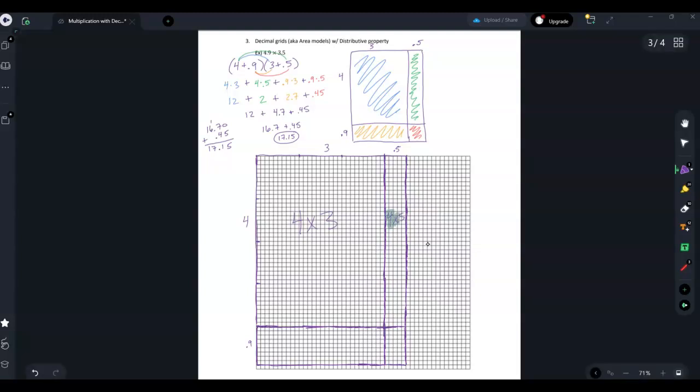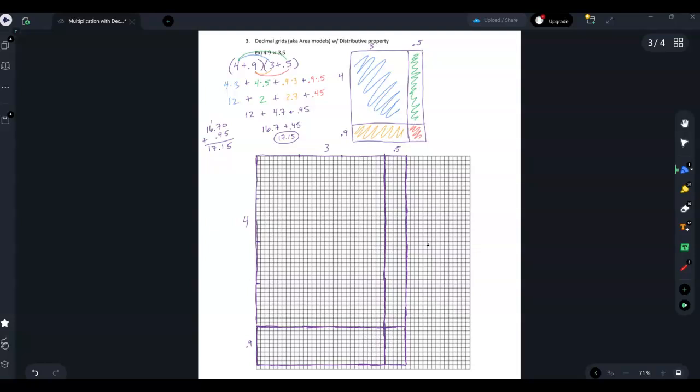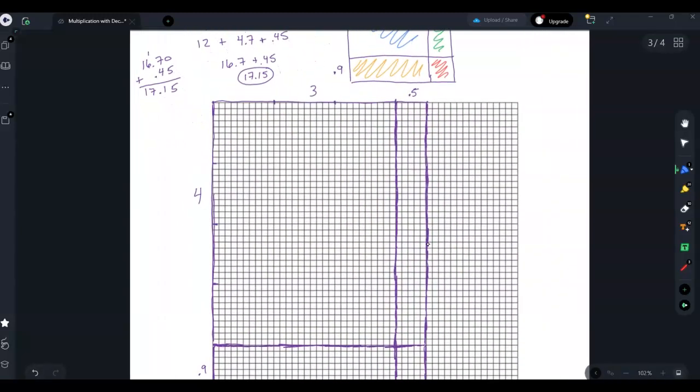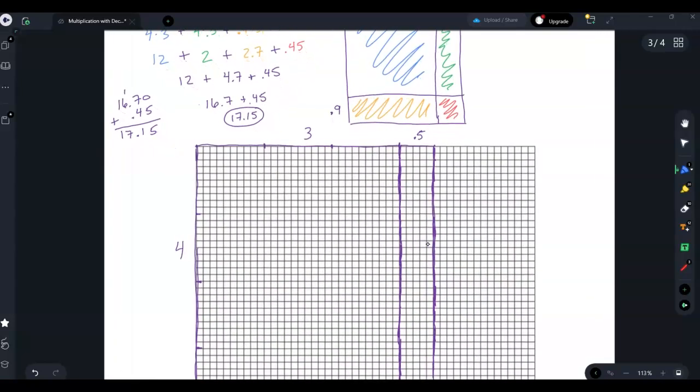But what we would typically do actually is we would go ahead and put in our decimal grids, our flats and our rods and our units, right? Or our small cubes. So what I would do is I would try first to fit as many flats as I can. And if flats don't fit, then I go to rods. And if rods don't fit, then I go to my small cubes.